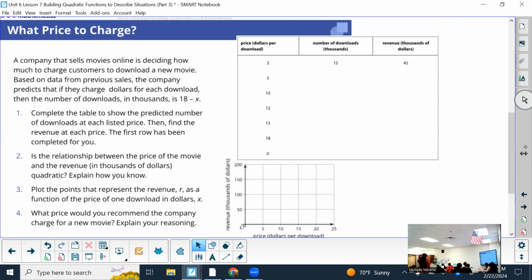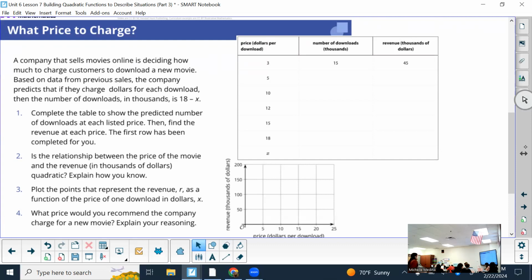A company that sells movies online is deciding how much to charge customers to download a new movie. Based on data from previous sales, the company predicts that if they charge blank dollars for each download, then the number of downloads in thousands is 18 minus X. I'm assuming there should have been a variable in between there.